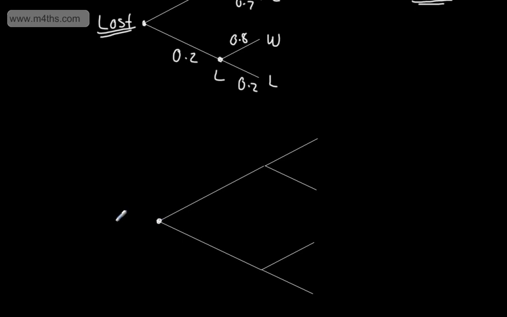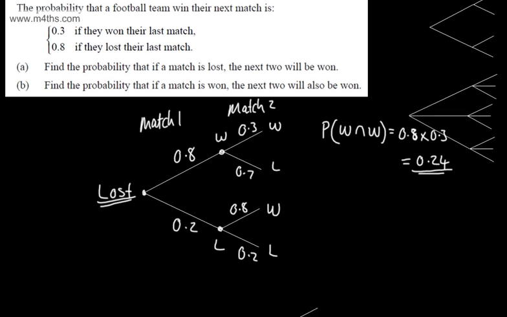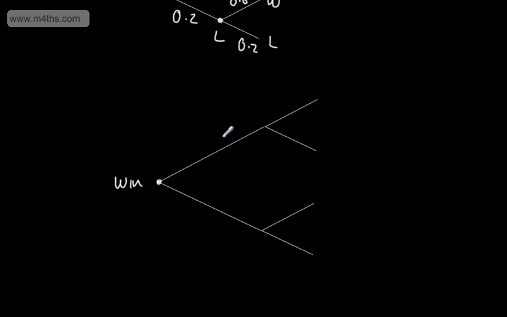So we start here with that they win. So they win their match. We can see here that if they win their last match, the probability that they win their next one is going to be 0.3. So let's go ahead and put that on. This is the first match after they've just won, so match 1, and we're going to have match 2. So win and lose. So this is going to be 0.3. Therefore, this is going to be 0.7.